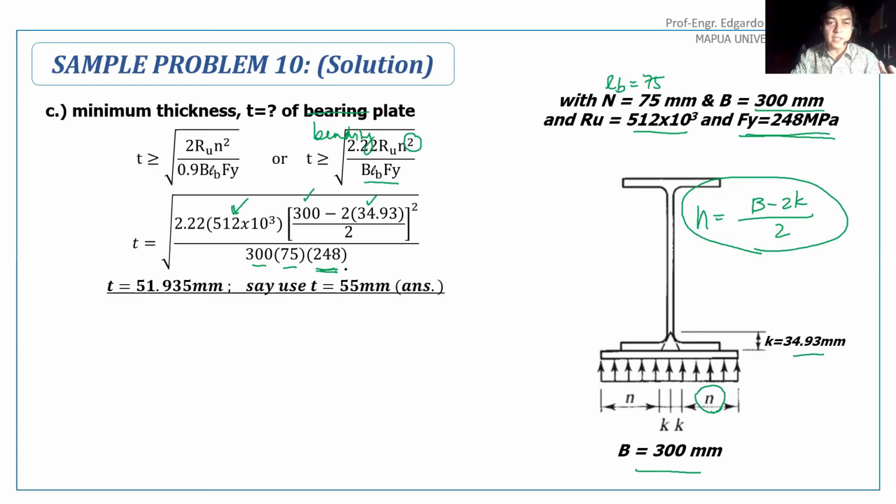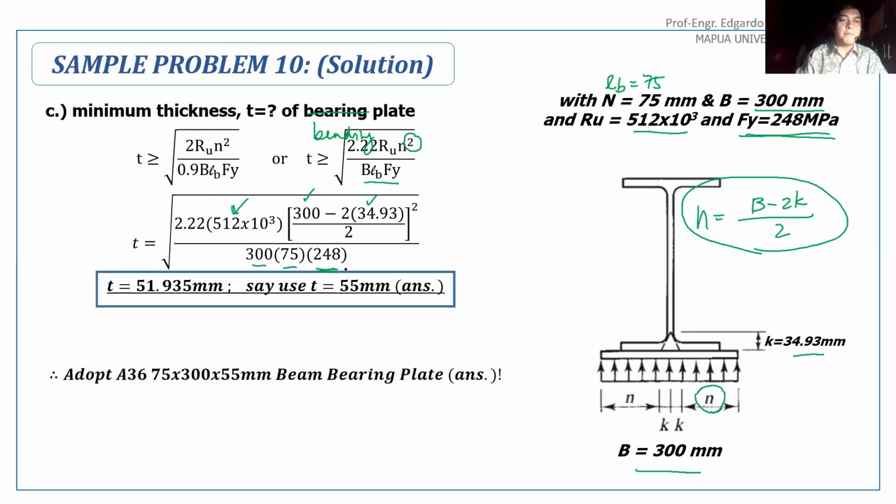So rounded up to the next multiples of 5, we got 55. So that's it. Finally, the design of our bearing plate would be A36. We have LB 75 by width 300 by thickness of 55. And that would be the actual final design of our bearing plate. Now, so that is how we design beam bearing plates based on the three possible limit states or modes of failure. Okay, so thank you for listening.